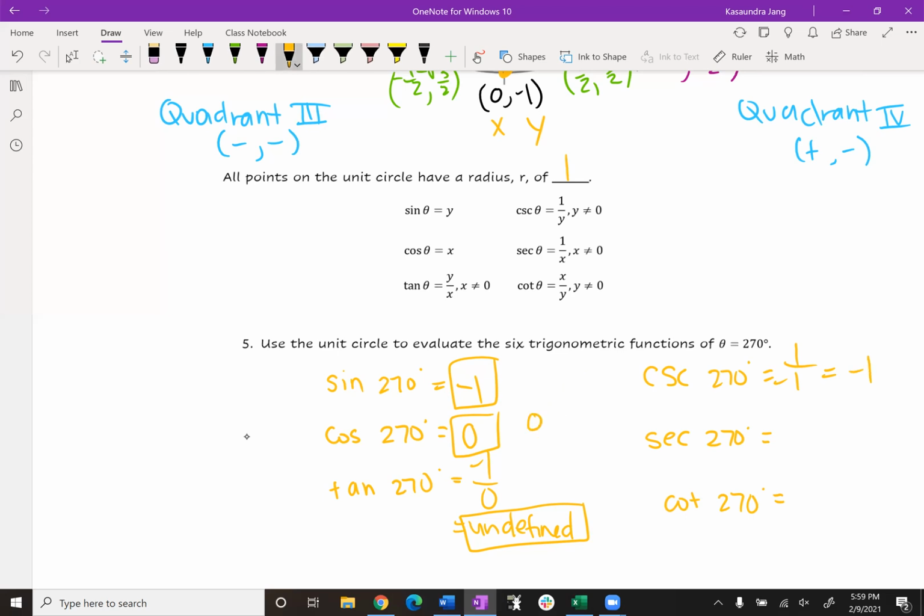This one, though, any whole number you can treat like it's over 1. I can treat this like 0/1. If I do the reciprocal, though, I flip that, I get 1/0, which, small problem, is the same thing I had right here in tangent. I can't divide by 0. This is considered undefined.